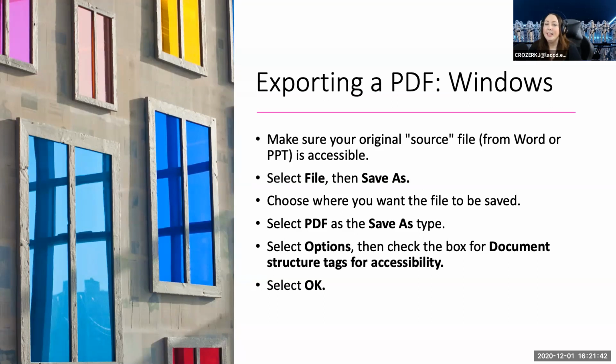Okay. If you're using Windows and your source file is 100% accessible, you're going to go to File and then Save As. Then you're going to choose Save as PDF, but make sure you do the last step. Under Options, you need to check the box for document structure tags for accessibility. So File, Save as, PDF, all of that's probably normal and familiar, but make sure you go under Options and you check the box that says document structure tags for accessibility. If you do that and you select OK, then you will have an accessible PDF.